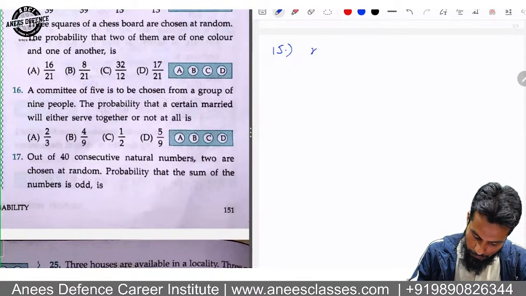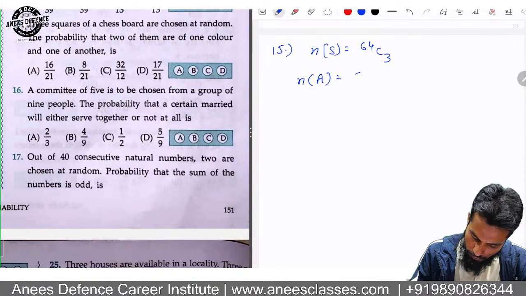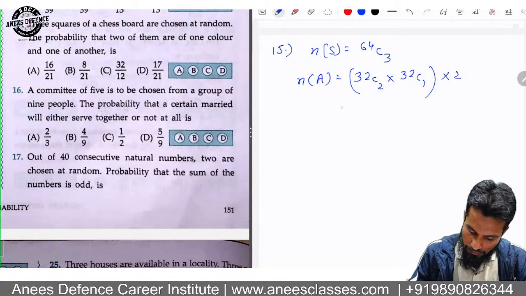Okay, so sample space will be equal to 64C3, and then the event can be 32C2 multiplied with 32C1 into 2. You can write it directly two times because either it can be two white, one black, or two black, one white. That's why two times.